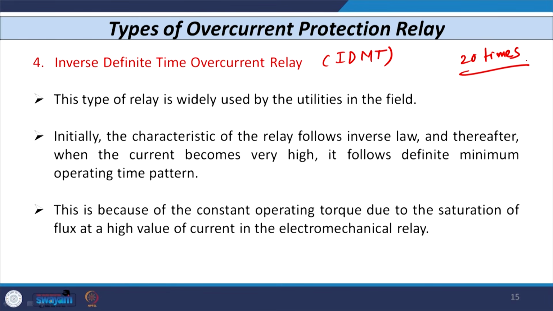Up to a multiple of pickup of 1 to 20, the time of operation of the IDMT relay is inversely proportional to the magnitude of current. If the multiple of pickup current exceeds 20 or some specific value as decided, then the time of operation of the IDMT relay becomes constant and follows the definite minimum time principle. The main point is why we are utilizing two different relays, the inverse time overcurrent relay and the definite minimum time relay, for obtaining the IDMT relay.